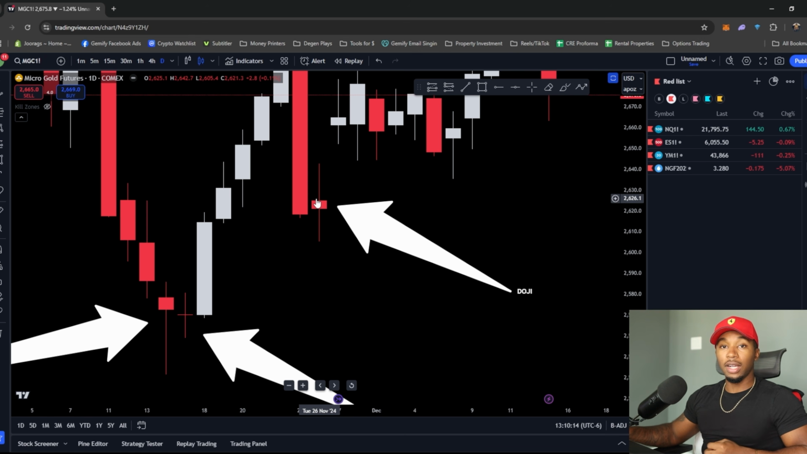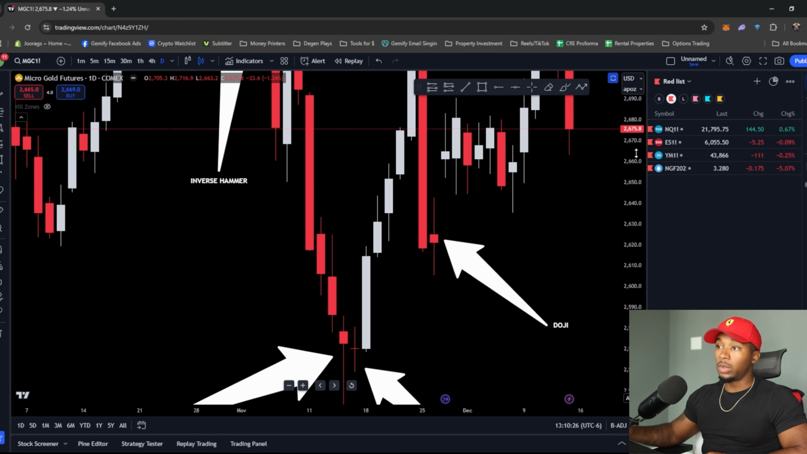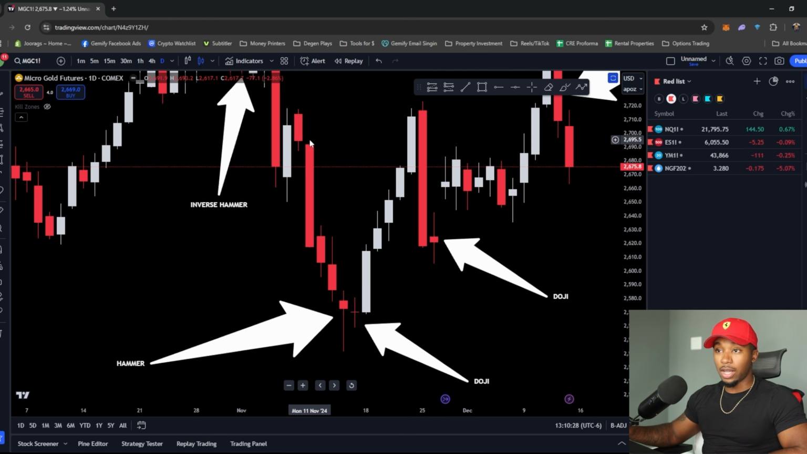What that means for us is that when we see a doji candlestick after a huge move in one specific direction, that usually means after the doji candlestick, it's going to go in the opposite direction. We have a bunch of examples of this. So we see price was coming down. We have all these red candlesticks. Price was just dropping.